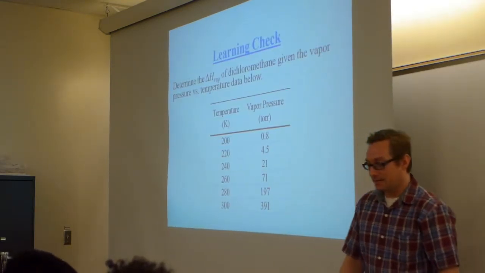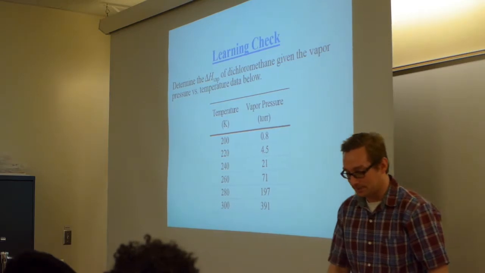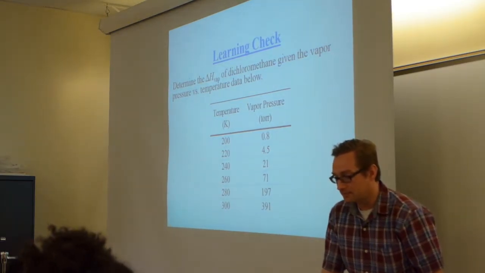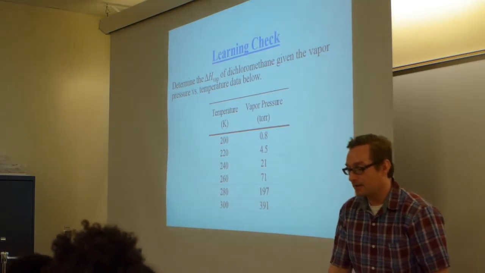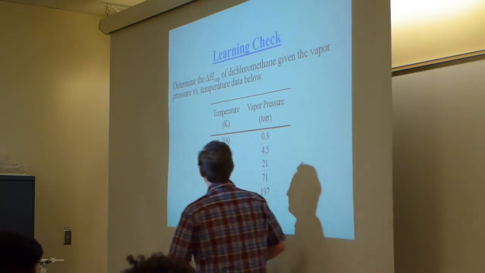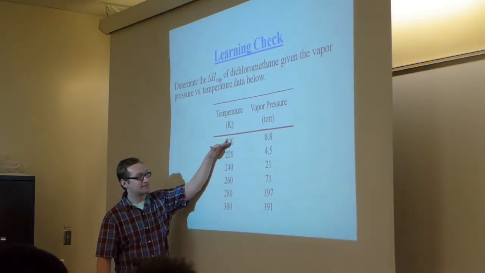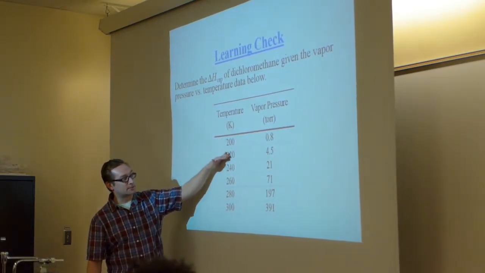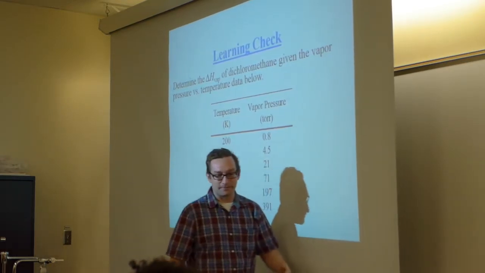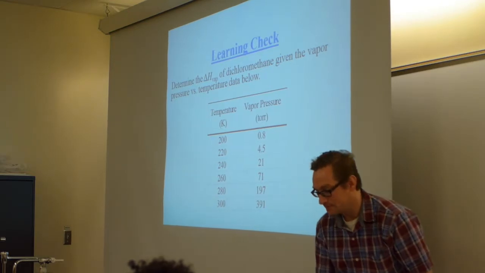So let's just say we have this data. All right, this is just an exercise. It says determine the heat of vaporization for dichloromethane given the vapor pressure versus temperature data below. So they have temperature data, and obviously, as the temperature goes up, the vapor pressure goes up. And they graph the Clausius Clapeyron equation.